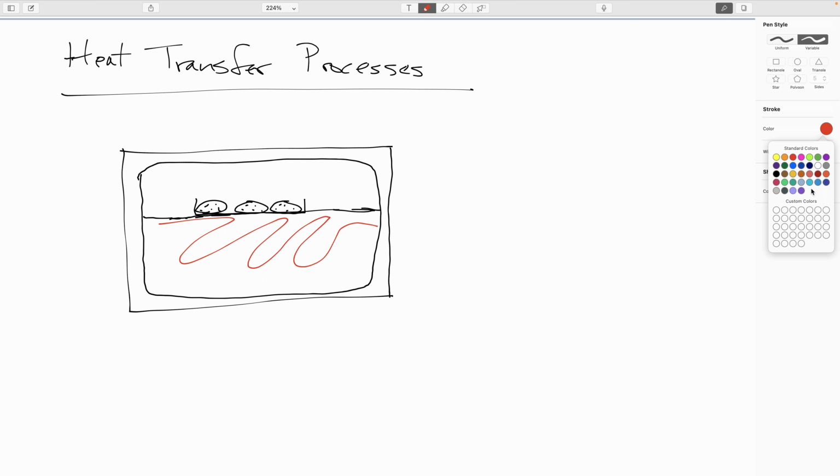The first of these is the reason why the bottom of your cookie crisps up more than the top: the bottom of the cookie is in direct contact with the cookie sheet. And this is the most efficient form of heat transfer, conduction.